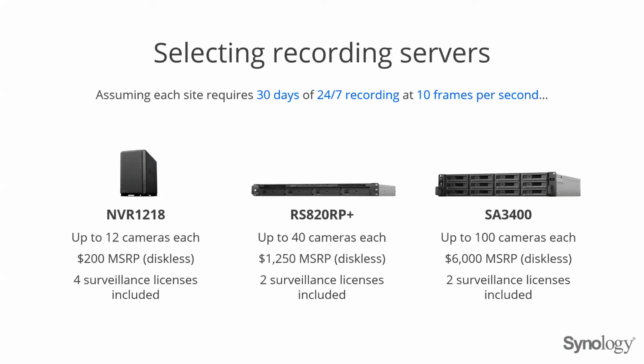Now, here's a handful of popular units that we see deployed a lot. The NVR 1218 can host up to 12 cameras, and it's perfect for those smaller shop deployments, similar to that retail chain I was telling you about. The RS820 Plus can host up to 40 cameras, and with its small 1U 4-bay design, it can fit pretty simply in most racks. Now, the SA3400 can host up to 100 cameras, and this is basically to minimize the amount of hardware needed for these larger deployments. All of these can be controlled together and managed through CMS. So if each site in a single deployment has totally different needs, the units can be tailored specifically to fit that local use case.